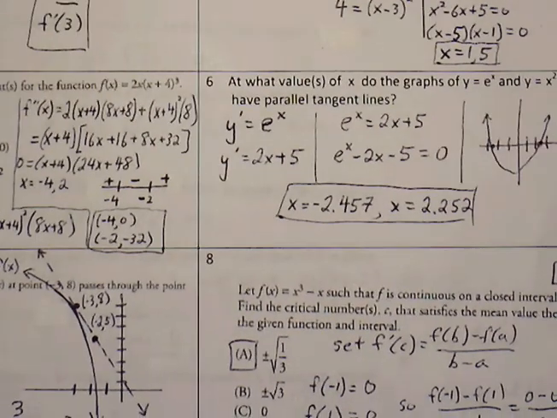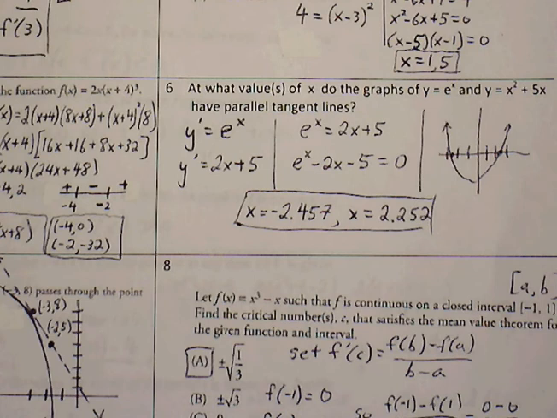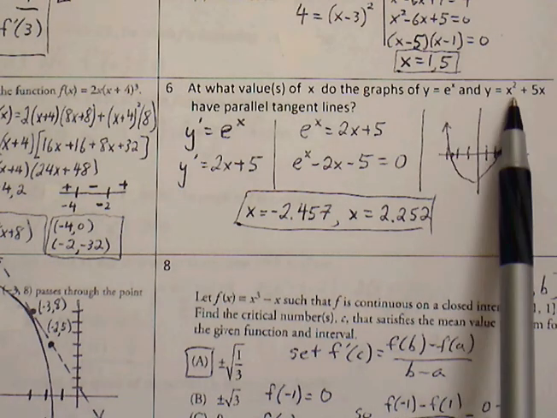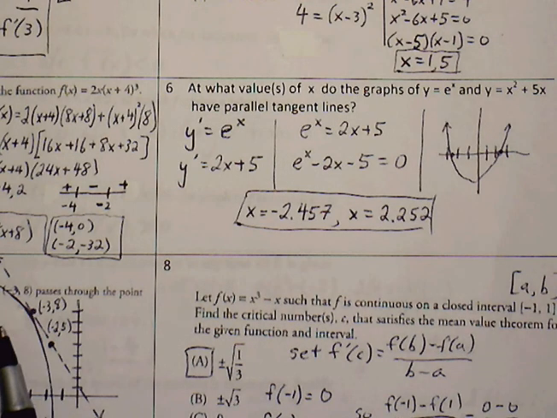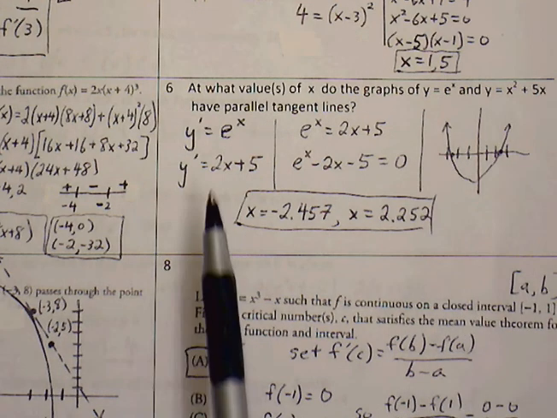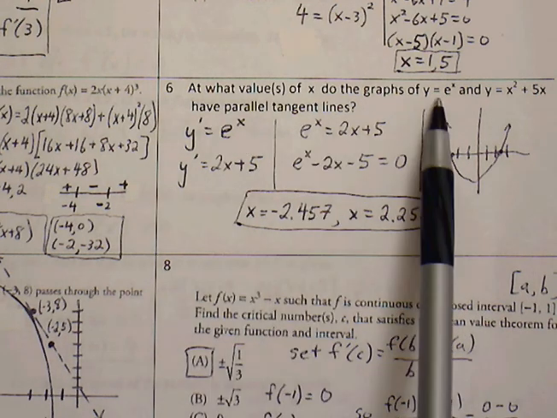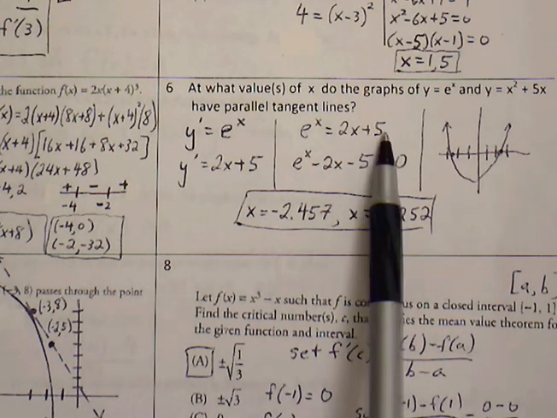Okay, number 5. At what value of x do the graphs of e to the x and x squared plus 5x have parallel tangent lines? So we can just set their derivatives equal to each other and solve for x. Okay, because we want to find out when their derivatives are equal to each other. So the first y prime is e to the x. The second y prime is going to be 2x plus 5. We set them equal to each other.